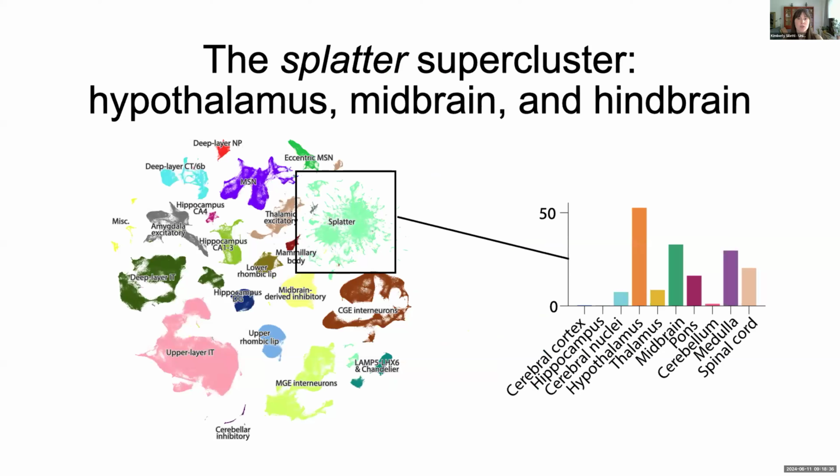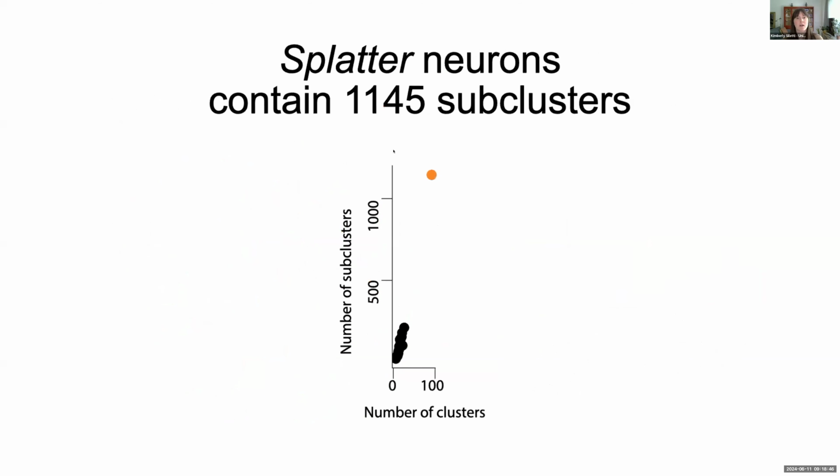It contains cells from mostly outside the cortex and the hippocampus. So here we have cells from the hypothalamus, the midbrain, and the hindbrain. It also contains over 1,100 subclusters. So this is a third of the total diversity that we found. And that was 900 more than any other supercluster in the data. So by far the most diverse supercluster of cells.